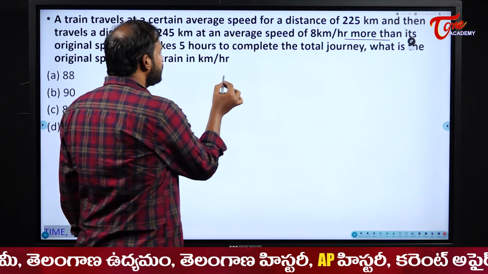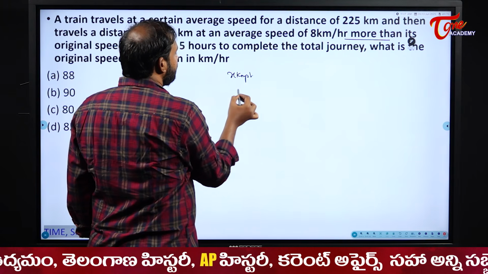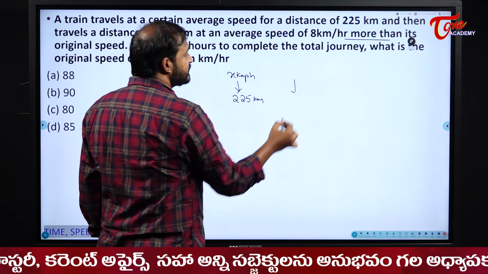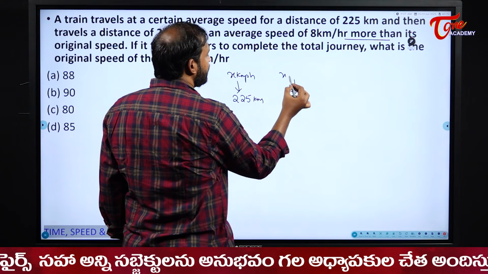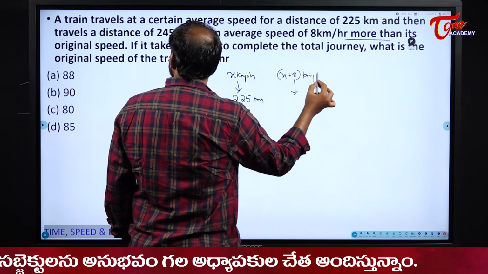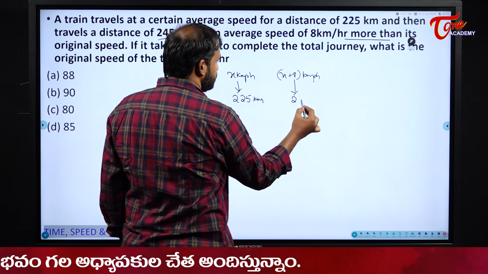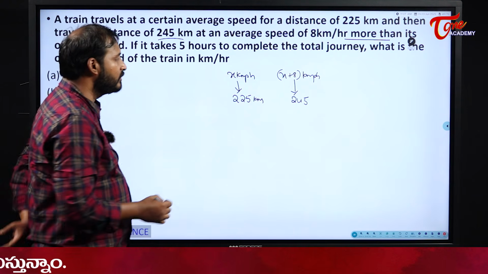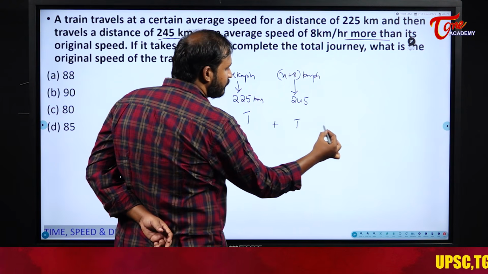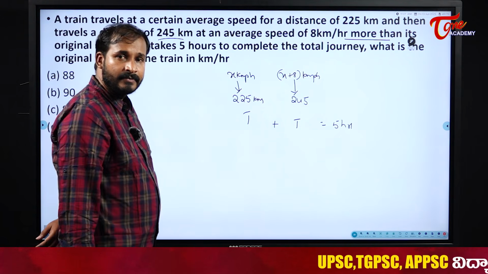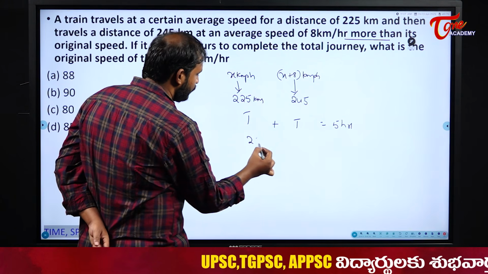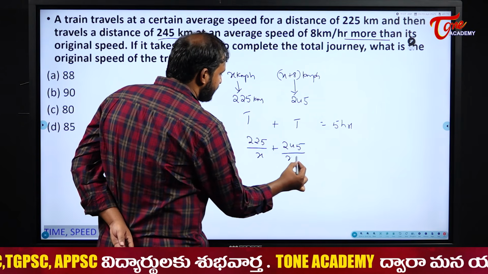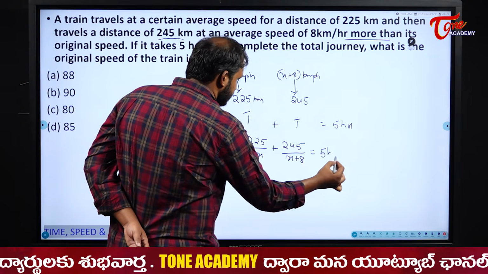Let us assume the original speed is some x kmph. With this speed it is covering what distance? 225 kilometers. And next it is increasing its speed by what? 8 kmph. So that means x plus 8 kmph is the new speed. With this speed it is covering what distance? 245 kilometers. And what is the total time in this case? 5 hours. So time taken here plus time taken here is equal to 5 hours. What is the formula for time? Distance by speed. 225 by x plus 245 by x plus 8, that is equal to 5 hours.